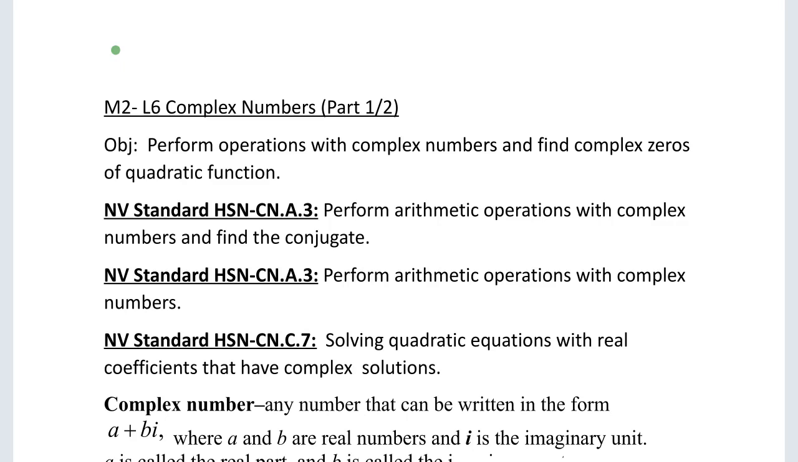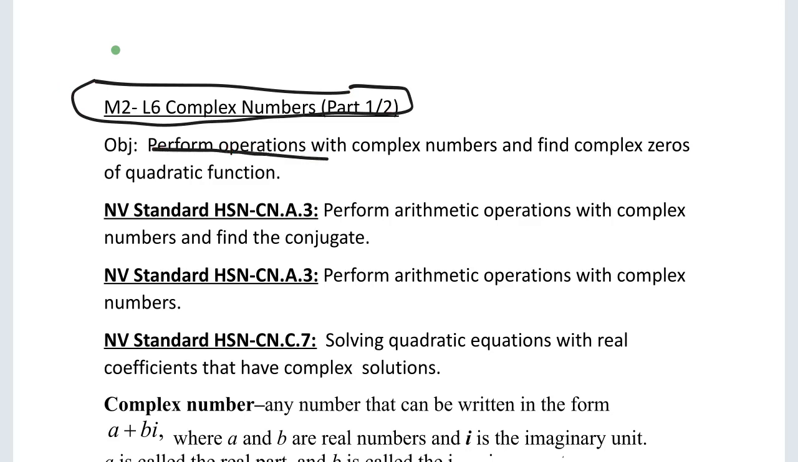These are the notes for lesson 6. Complex numbers. Our objective in this is to perform operations with complex numbers, of quadratic functions. We have the Nevada standards here that we'll be covering.